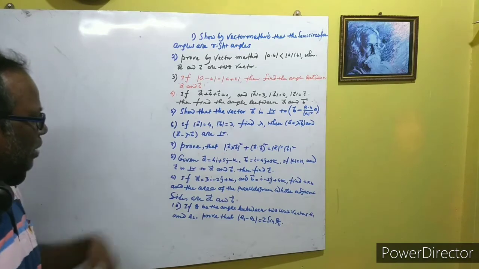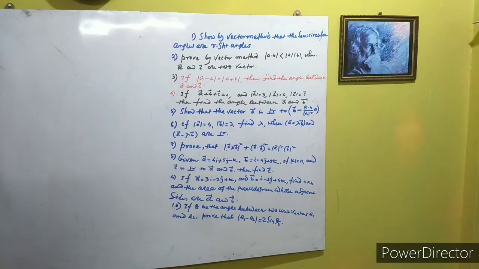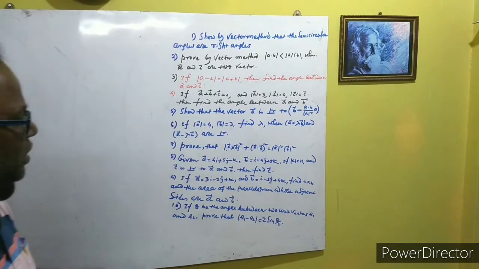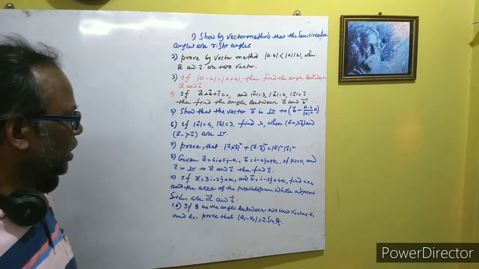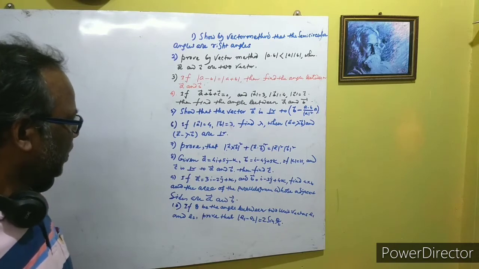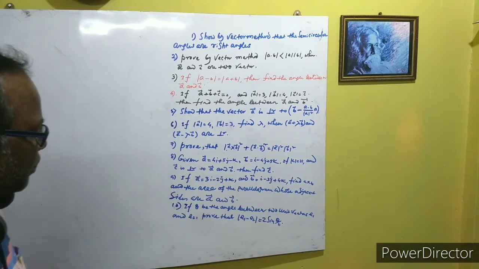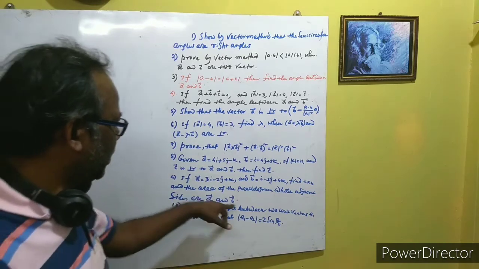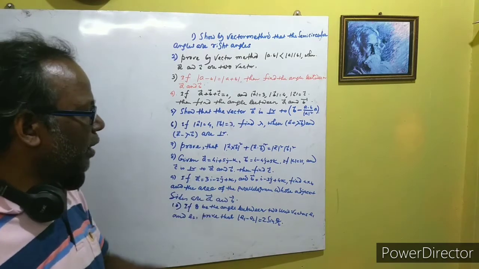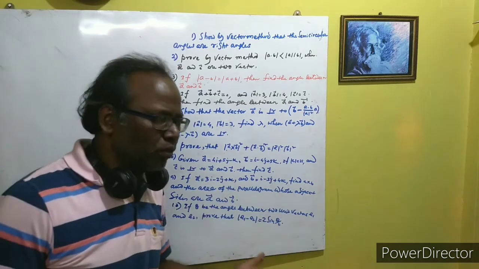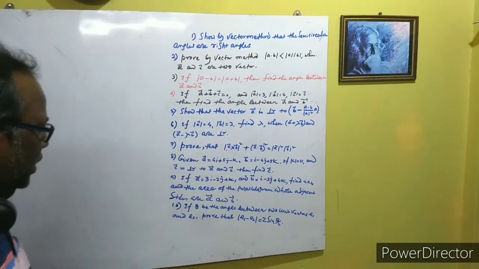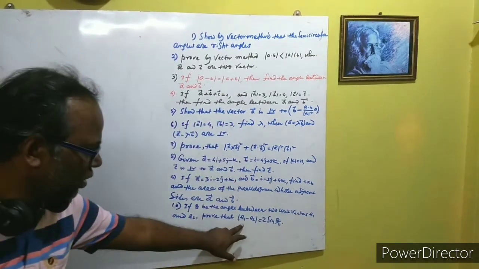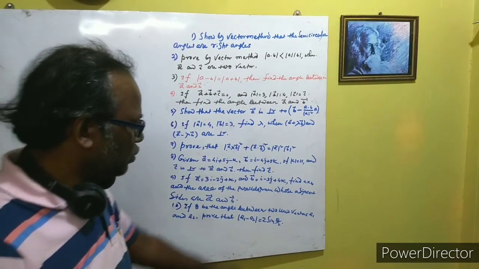And number 8, given that the two vectors A and B are given, mod C is 21, and C is the vector which is perpendicular to both A and B, find the vector C. And number 9, the two adjacent sides of a parallelogram are given as A and B, then find the area of the parallelogram, and that is mod of A cross B. And if theta is the angle between the two vectors E1 and E2, then show that mod of E1 minus E2 is equal to 2 sine theta by 2.